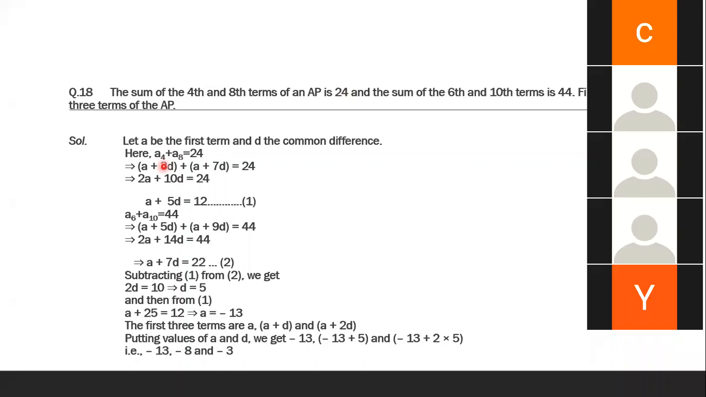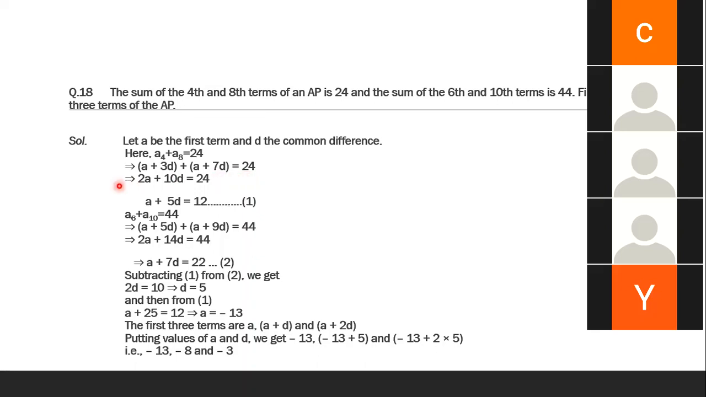First I'll write A4 plus A8 is equal to 24. A4 means A plus 3D, A8 means A plus 7D. Both summed, we are getting 24. So we simplify this. A plus 3D, A plus 7D means A plus A, 2A, 3D plus 7D, 10D is equal to 24. On the left-hand side and right-hand side, 2 is the common HCF. So I'll divide the entire equation by 2. Any doubt, children?